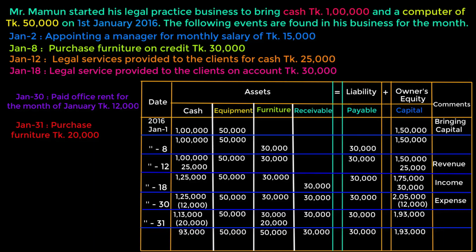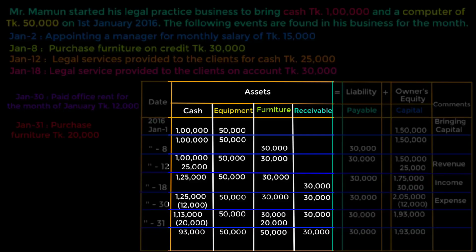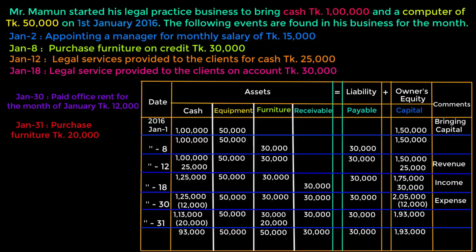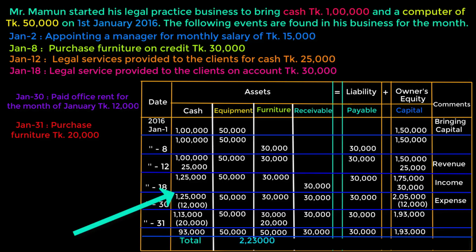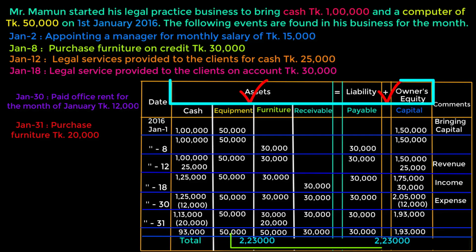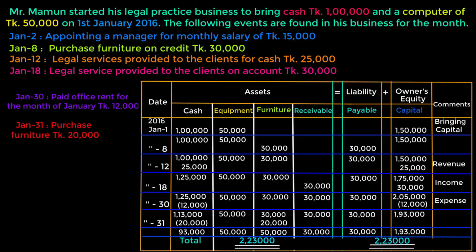We still have one last task to do. We have to check whether the two amounts on left hand side and right hand side are equal. We will draw a line like this. The total amount of left hand side is 2,23,000 taka and the total amount of right hand side is 2,23,000 taka. See, both sides of this equation are equal. Last of all, we will have to close the accounts like this.